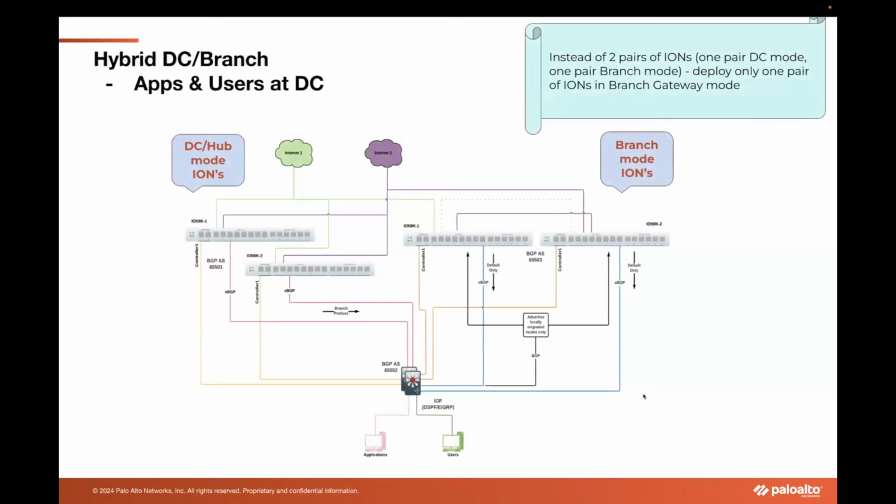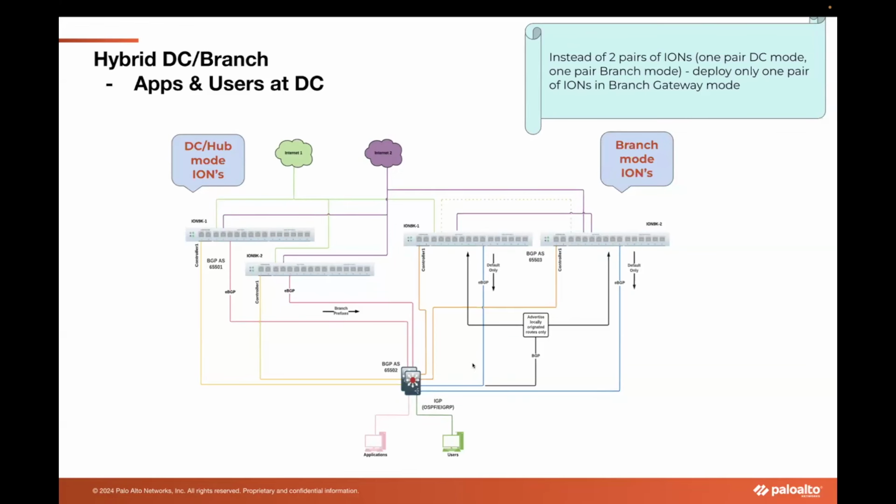So the first scenario, let's talk about the DC. Typically the data center sites are hosting applications, right? So we deploy an ION appliance as a hub in the DC mode, for serving application access into the data center. But oftentimes we see customers might have smaller data centers where they not only are hosting applications, but they also have users sitting. So it could be a small office where they host certain applications and there are users sitting in there.